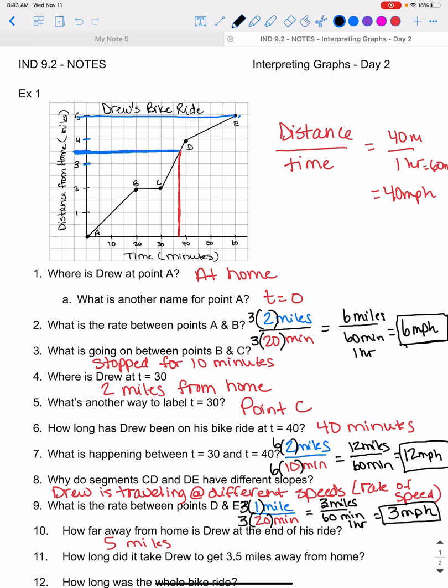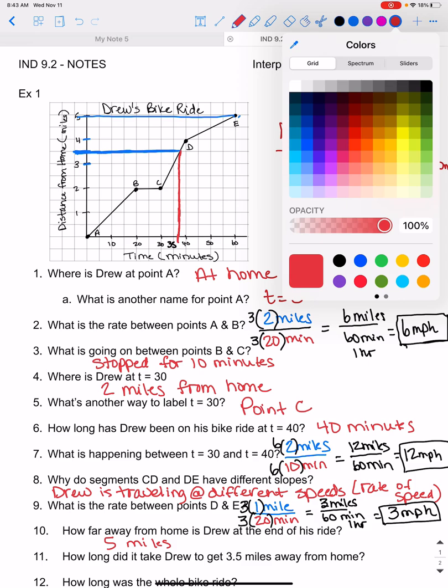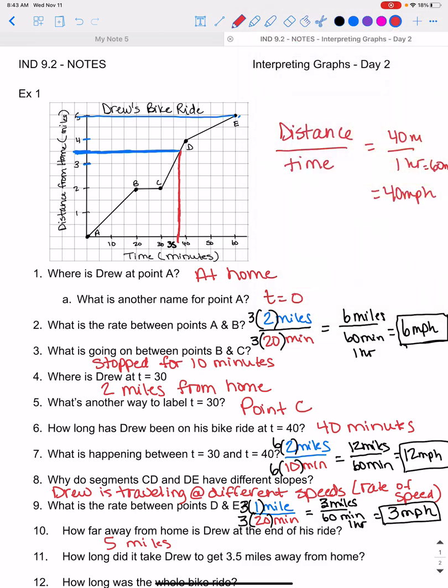So let's think about what this means. We've got 30, 35, and 40, right? And that red line comes down between 35 and 40, just a hair closer to 35. So I would say that that's probably 37. So the answer to number 11, how long did it take Drew to get 3.5 miles from home? The answer to that would be 37. And then 37 what? Well, that's a time question, so 37 minutes.